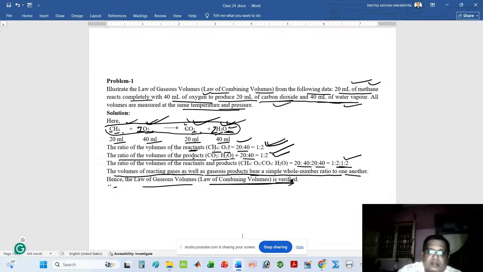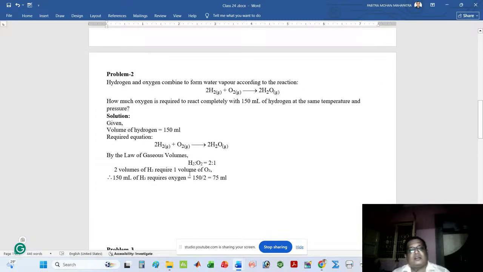Now move to problem number 2. Again another problem is given. Hydrogen and oxygen combine to form water vapor according to the reaction. Look at the reaction: 2H2 plus O2 gives 2H2O. How much oxygen is required to react completely with 150 ml of hydrogen at the same temperature and pressure? Here the condition is again the same. Our target is to find out how much oxygen reacts with the 150 ml of hydrogen.